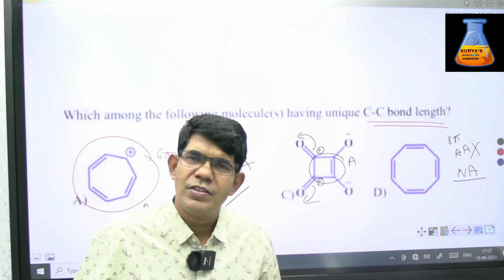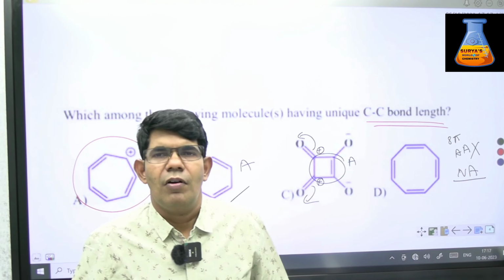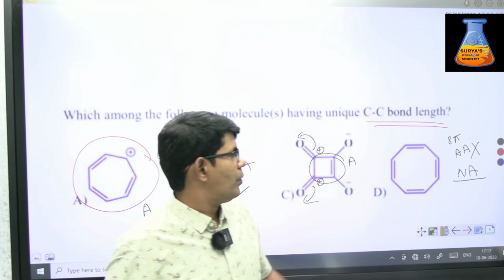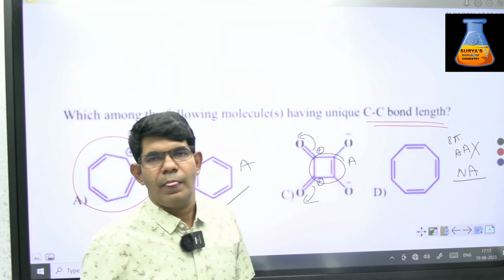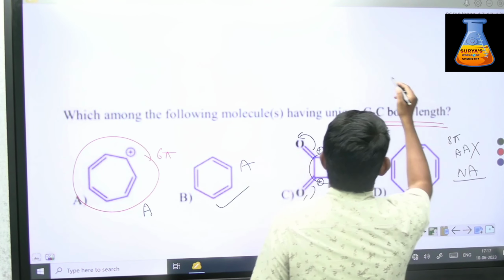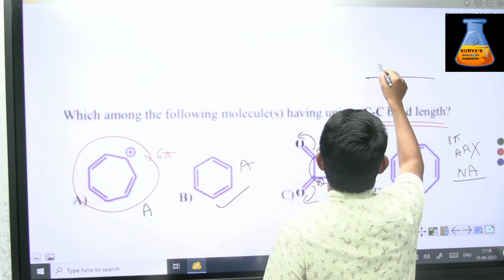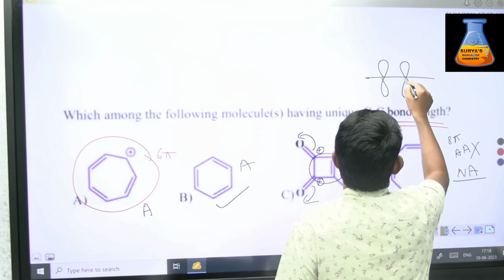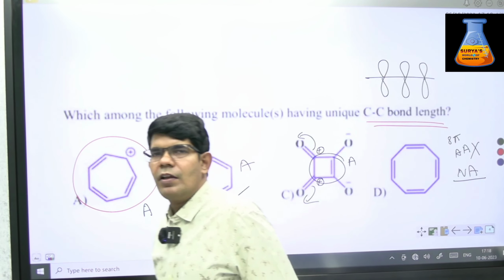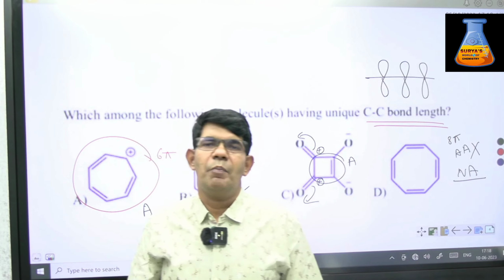With the 8 electron system, cyclooctatetraene, what is the problem here? The problem is the loss of conjugation. Remember, for conjugation, a minimum of 3 orbitals, that is 3 p orbitals, should be lying on the same plane. Then only conjugation is applicable.